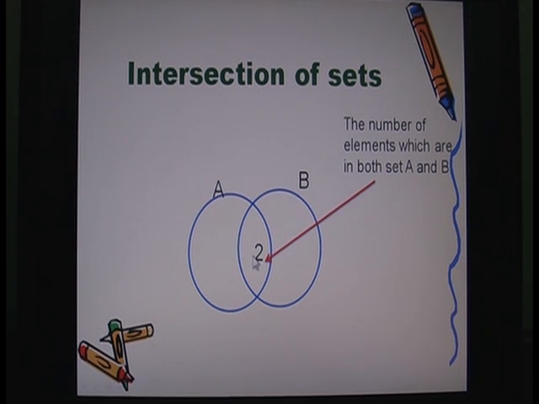So we're not talking about the 2 that is in set A and the 2 that is in set B. When you see they put a number right here, they are speaking of the number of elements which are in both set A and set B.